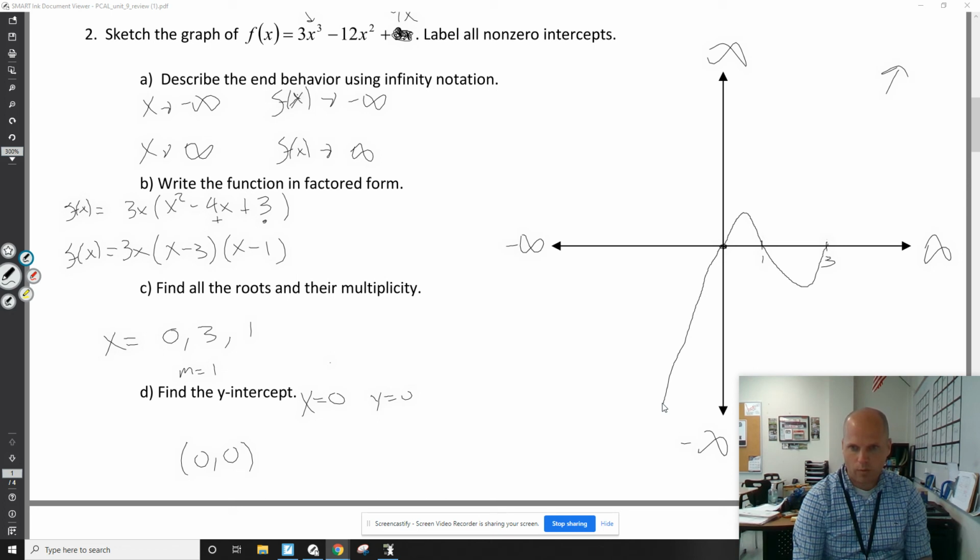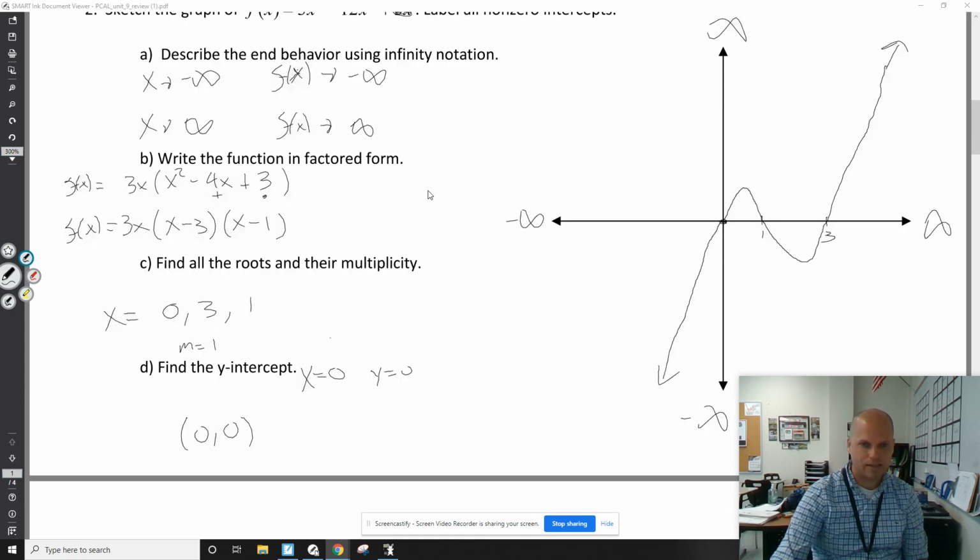We don't know how far we go up and down in between these zeros. I don't know where this is going to be. You will know where those are when you get to calculus, how to find the locations of these maxes and these mins. But for right now, just general shape is all that's needed. And this would be your sketch of the graph of 3x cubed minus 12x squared plus 9x.